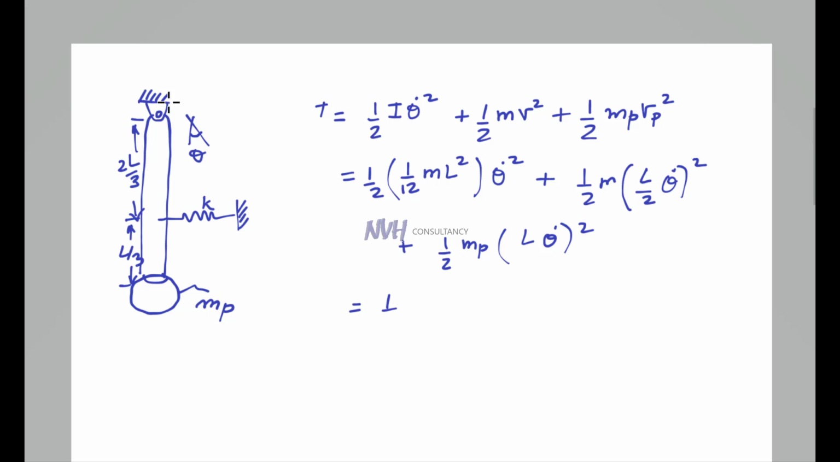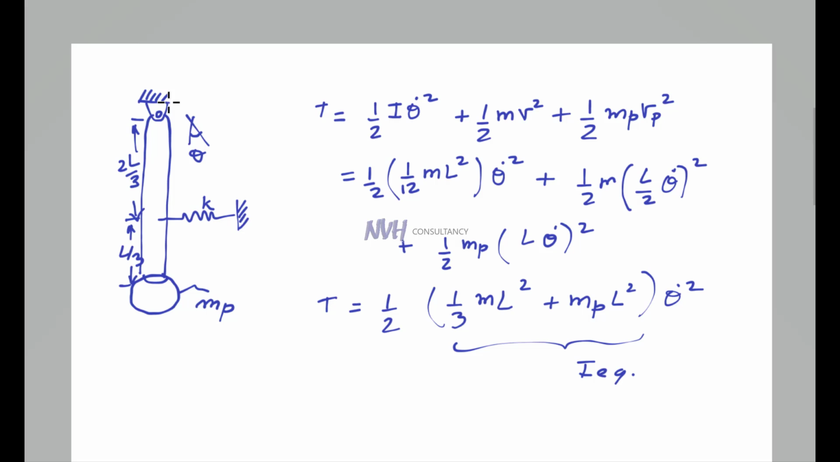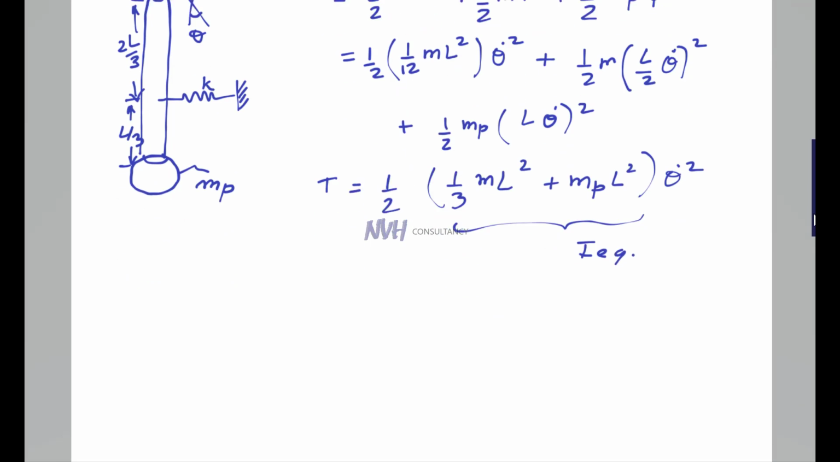So if you simplify this, you will end up with half 1 over 3 ml square plus mp L square theta dot square. So this portion over here is your equivalent rotational mass, or the equivalent moment of inertia of your system. Okay. Similarly, you will have to find the potential energy of your system.